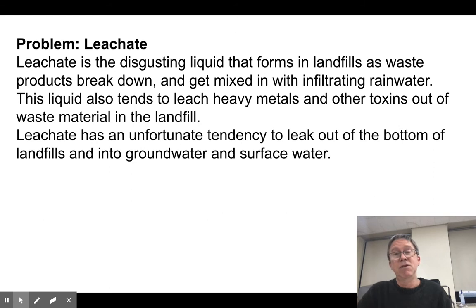And it's liquid. So if you don't plan for it, it's going to get into the groundwater and the surface water and out into the environment and cause a lot of problems. Now that's a point source, so it's possible to mitigate that, which is a good thing. But leachate is probably, I would say, one of the biggest problems.